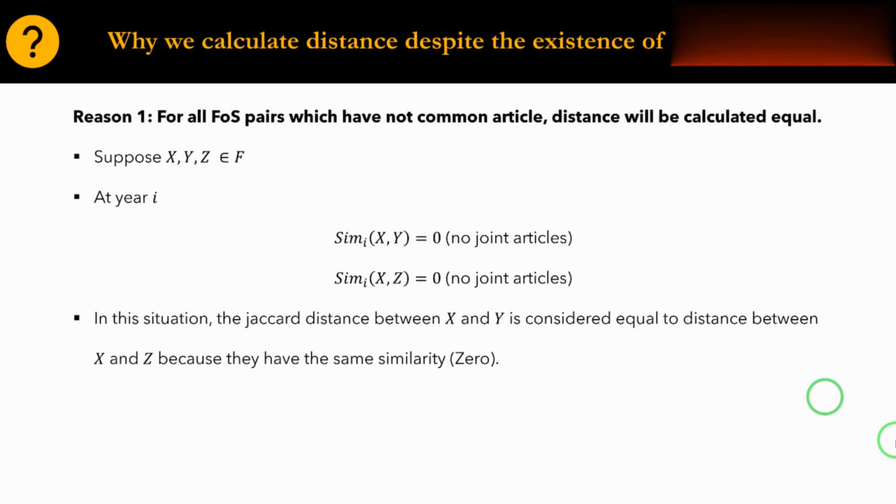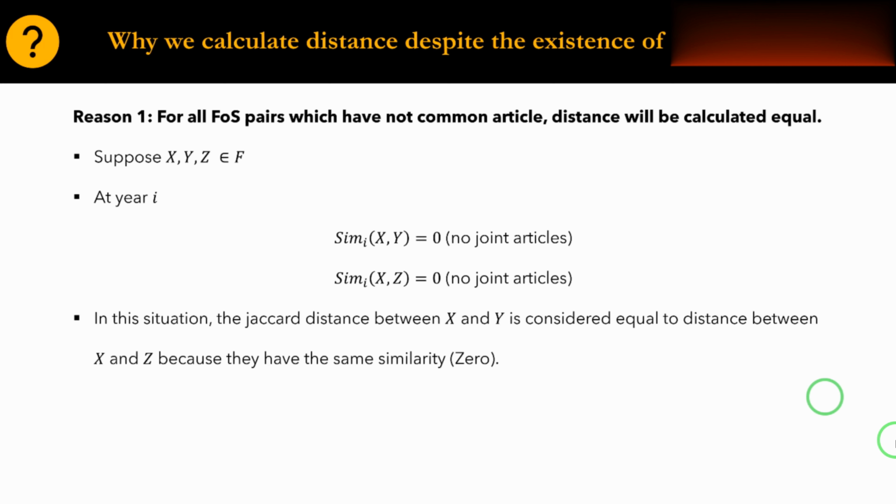But the question may arise as to why we calculate the distance despite the existence of Jaccard similarity. To clarify this, we explain two reasons. First, suppose x, y, and z are three different topics. At the year i, the similarity of x and y and the similarity of x and z is zero, which means that they have no joint articles.